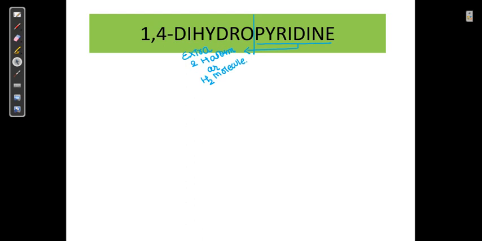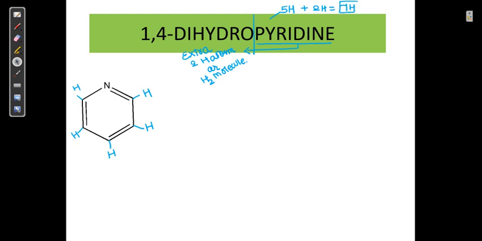Let us go ahead. This is pyridine. If you calculate the total number of hydrogens, one is here, 2, 3, 4, 5. So normally pyridine contains 5 hydrogens. If it is 1,4-dihydro or any other dihydro derivative, it should have 2 extra hydrogens. So this derivative contains 7 hydrogens in total. Pyridine contains 5 hydrogens. Dihydropyridine contains a total of 7 hydrogens.